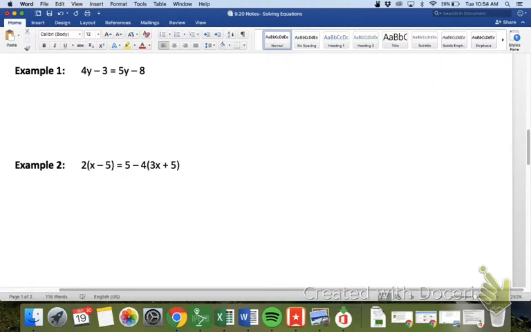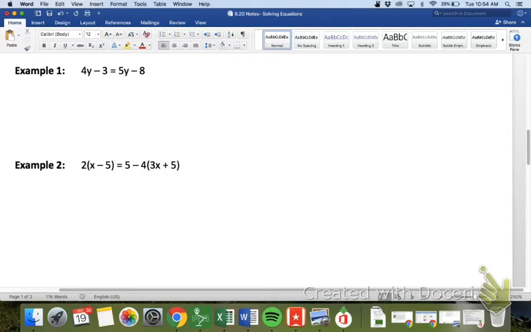In example 1, I have 4y minus 3 is equal to 5y minus 8, and my goal is to get y by itself, because if I have y equals something, then I've arrived at my solution, right? So the idea is we can use these properties to try to get y by itself. Well, whenever you have variables on both sides, you kind of want to sort them over to one side or the other. So you want numbers on one side, variables on the other side.